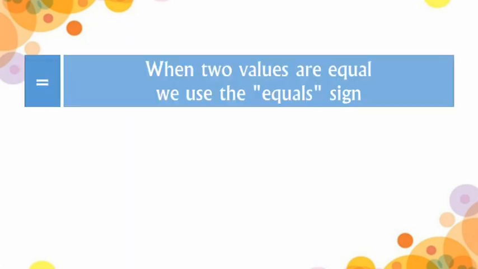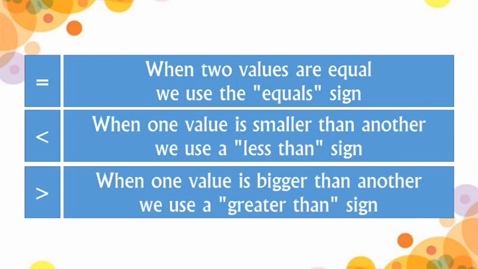Students, when you study mathematics, you use different types of signs, right? Pay attention to these signs also. When two values are equal, we use the equal sign. When one value is smaller than another, we use a less than sign. And when one value is bigger than another, we use a greater than sign. Using these signs, you will get to know when numbers are equal and how to compare small and big numbers.